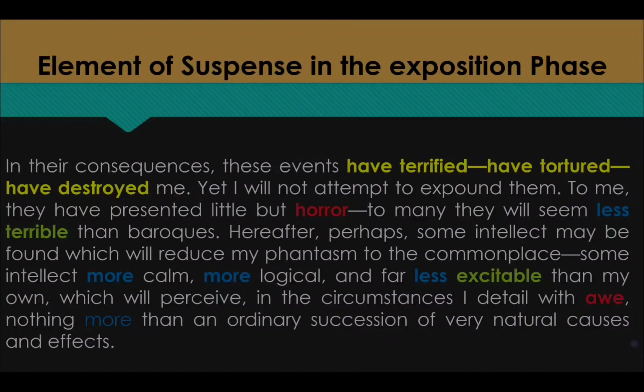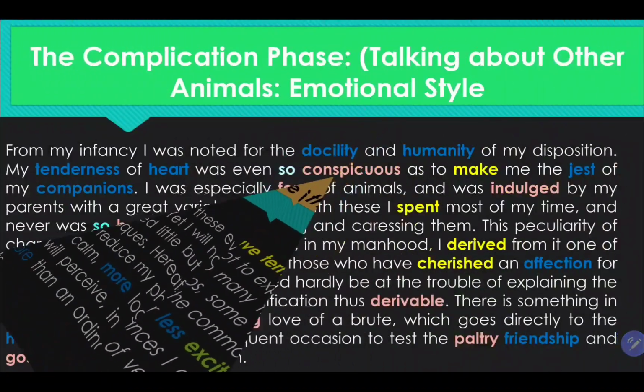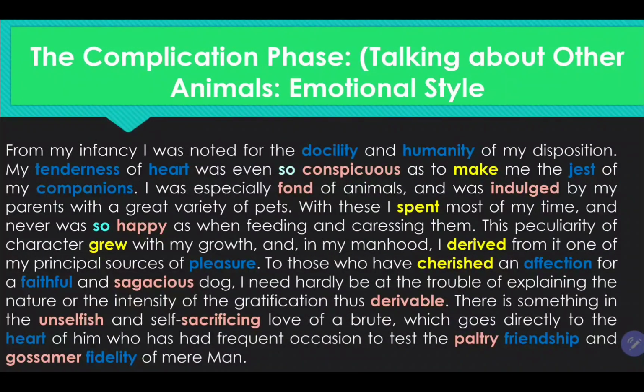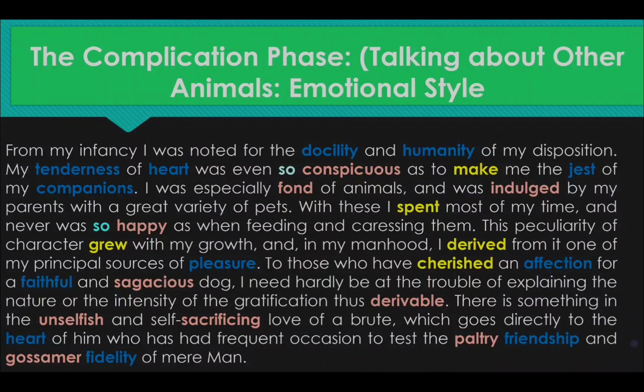Now, the beginning of the complication phase, talking about other animals. At the moment he is in prison, and he remembers his animals, and he says that in an emotional style. Now, the narrator uses short sentences when discussing his childhood and manhood before the personality change. His writing style in this phase shows the narrator's emotional state. His emotions are made explicit at the lexical level also.